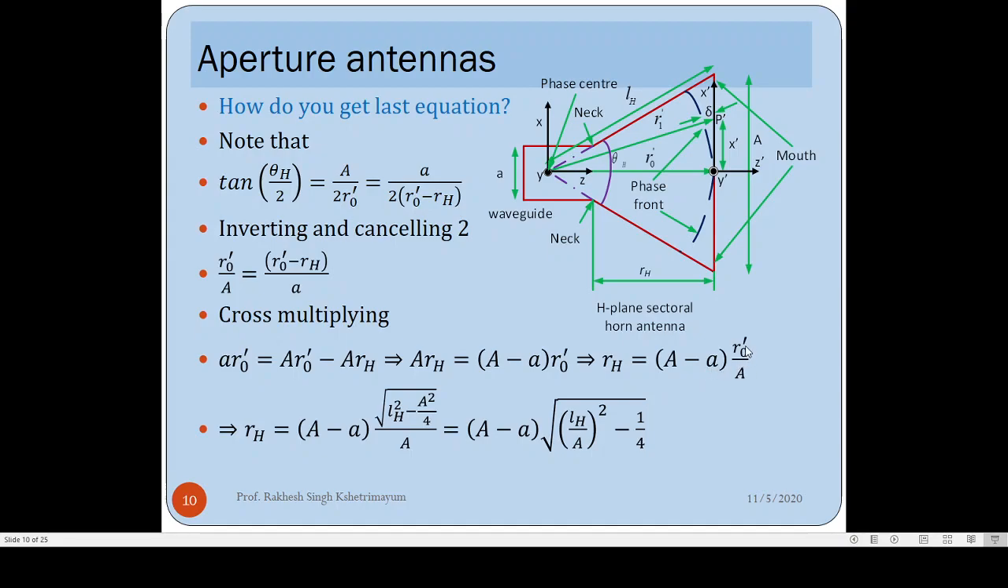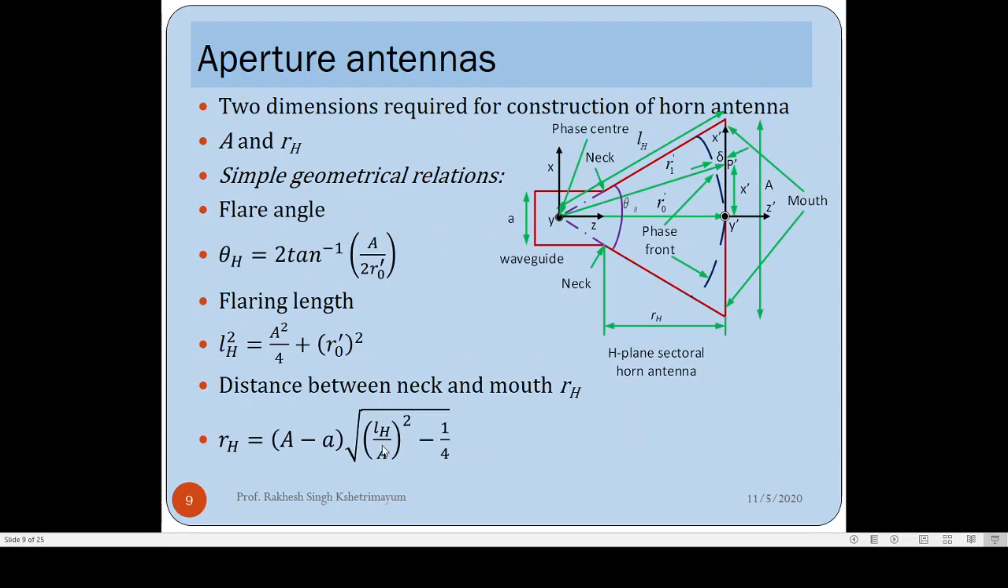What is R naught dash? R naught dash is basically square root of L A square minus A by 2 whole square. So square root of L A square minus A square by 4. So we have A here, A also here. You take out common. In that case, R A is simply reduced to capital A minus A square root of L A by capital A whole square minus 1 by 4. That is the exact relation we have in the previous slide, this relation here.